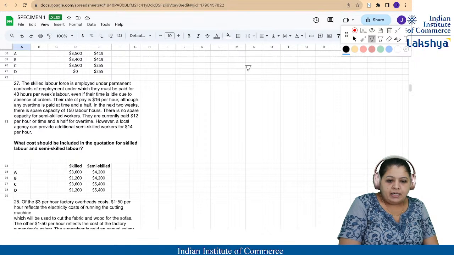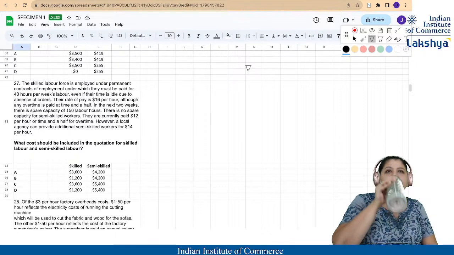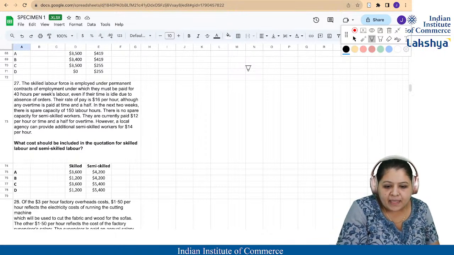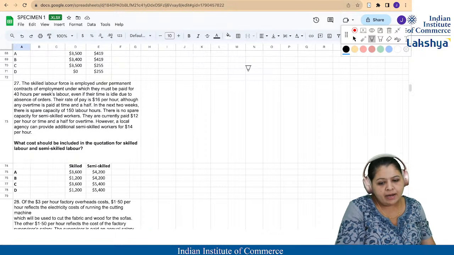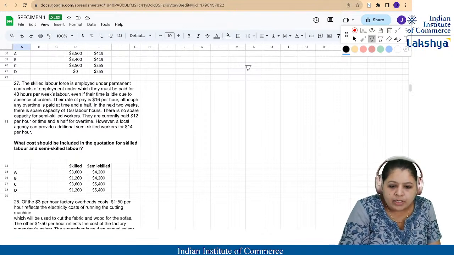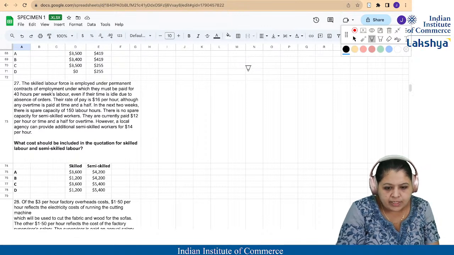They are currently paid at $12, and if they work overtime, they are paid time and a half. However, a local agency can provide additional semi-skilled workers for $14 per hour. What cost should be included in the quotation for skilled labor and semi-skilled labor? We need to figure that out.